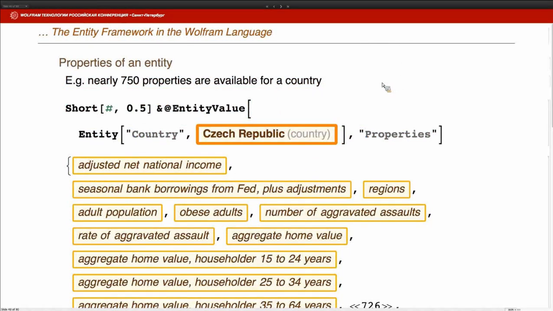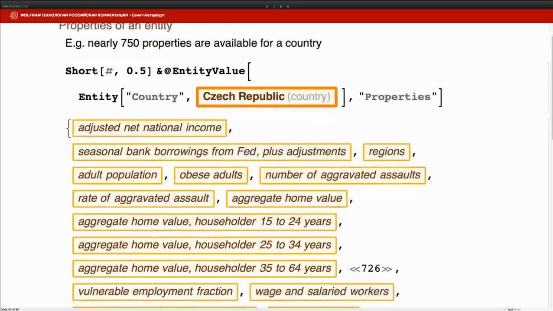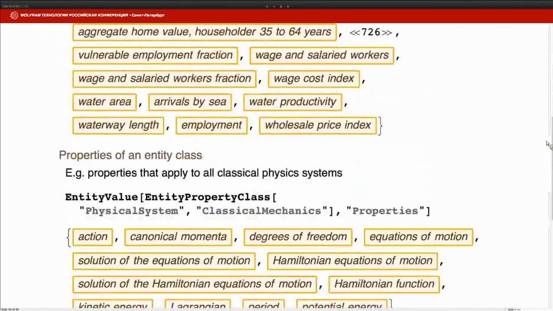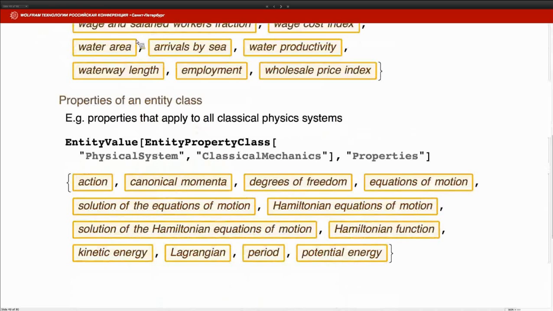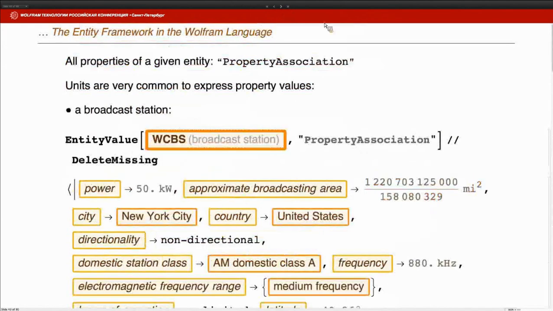And then the properties. Some, as we had seen in the table before, domains have a lot of properties. For instance, for a country, we typically know 750 plus different properties. And some of the properties are not just a number, but complicated time series, like populations, exports, imports. So here are some of them shown. And the same holds for a property of an entity class. Like for all physical systems from classical mechanics, what can we say? Each of them must have a degree of freedom, and each of them must have some action functional.